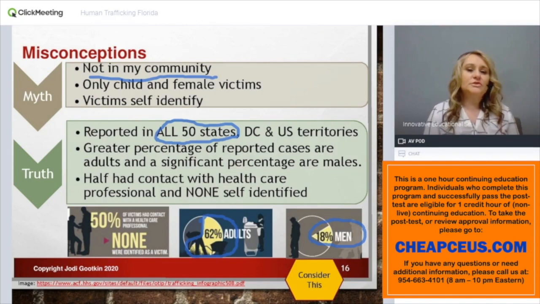When we consider individuals who potentially are accessing healthcare services, this is again why there is the push for us as healthcare providers to become more educated. Over 50% of the victims that accessed healthcare services went unidentified. So there's a great opportunity here for us to help identify these individuals and remove them from that situation.